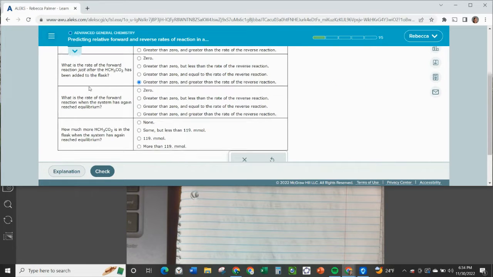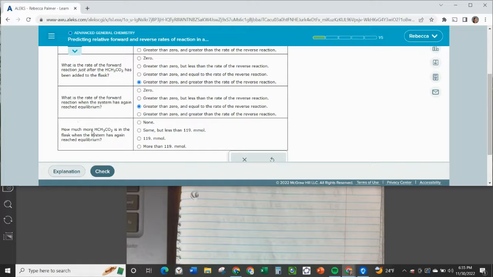What is the rate of the forward reaction when the system has again reached equilibrium? Well, if we're at equilibrium, the reaction rates are greater than 0 and they're equal to each other. So that's our definition of equilibrium. At equilibrium, the reverse and the forward reaction are equal.